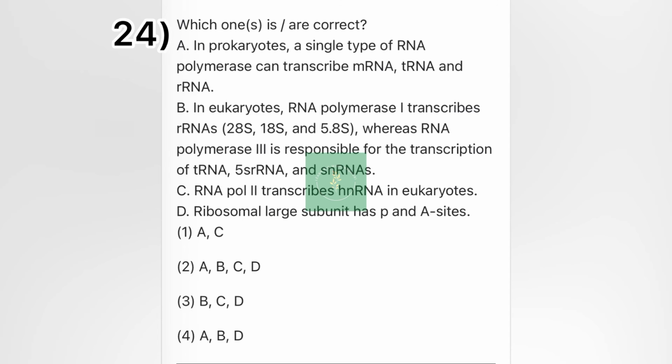Question number 24. Which one is or are correct? A. In prokaryotes, a single type of RNA polymerase can transcribe mRNA, tRNA and rRNA. B. In eukaryotes, RNA polymerase 1 transcribes rRNAs, whereas RNA polymerase 3 is responsible for the transcription of tRNA, 5S RNA and snRNA. C. RNA polymerase 2 transcribes hnRNA in eukaryotes. D. Ribosomal large subunit has P and A sites. All these options are correct. So the option will be 2. A, B, C and D are correct.